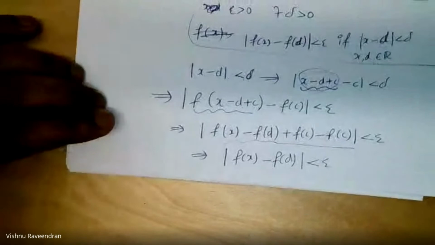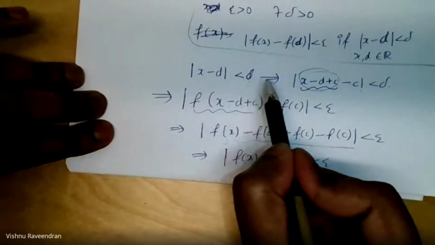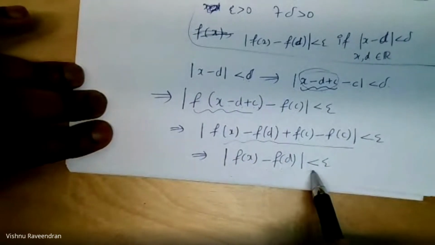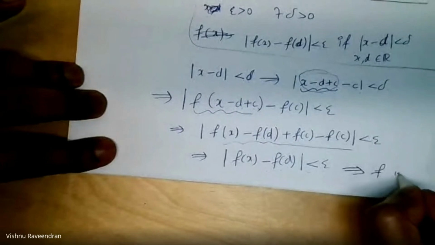So at the end, what we get? We get if |x - d| < delta, that implies |f(x) - f(d)| < epsilon. Basically means f is continuous.